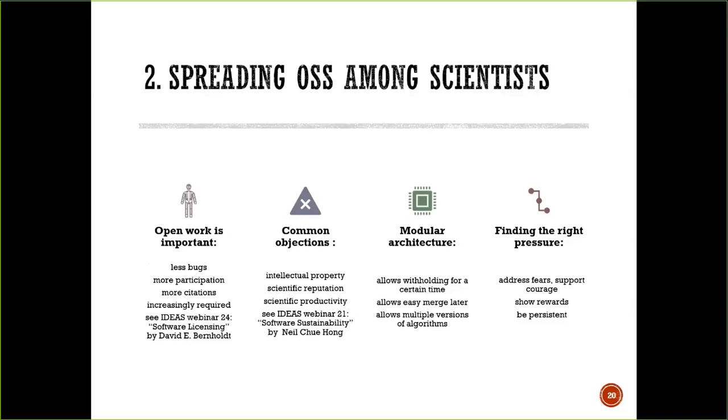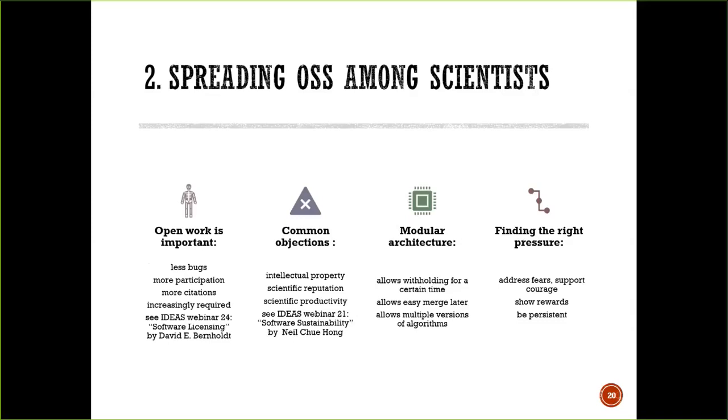And finally, one objection is scientific productivity. If I want to contribute my code to a bigger project, then that will take time, and that is time that I cannot spend on writing papers. There are some strategies around this. One really helpful one is a modular software architecture, like plugin systems or systems where you can withhold a certain part of the software for a certain time, for example, until the publication of a paper, and then merge it later easily into the main software, or allowing multiple versions of the same algorithm so that different people can test different ways and write papers about that.